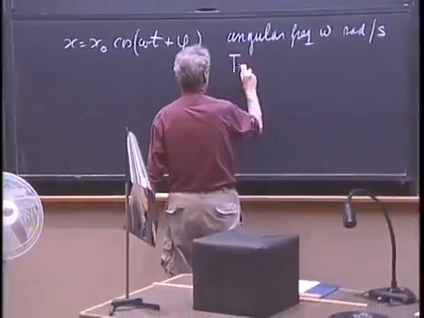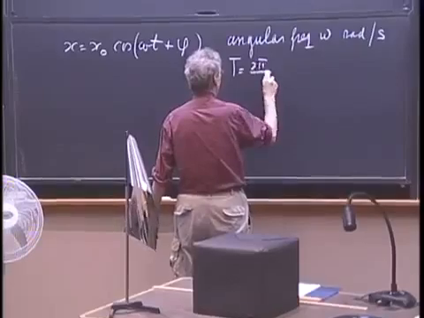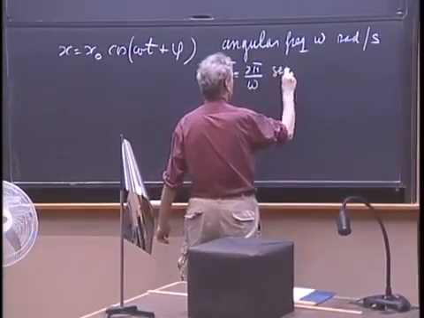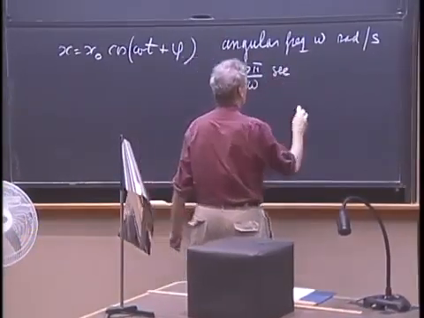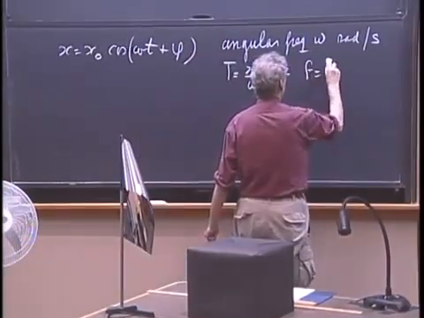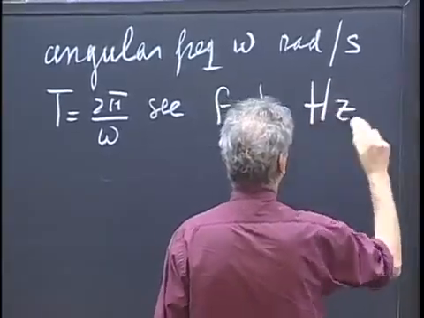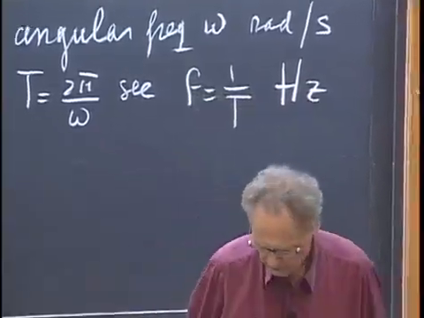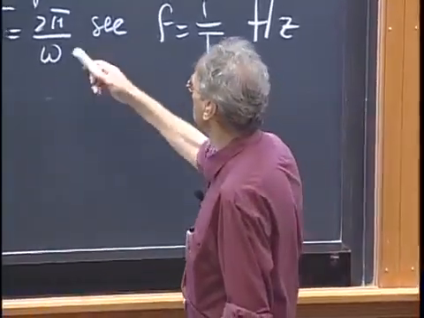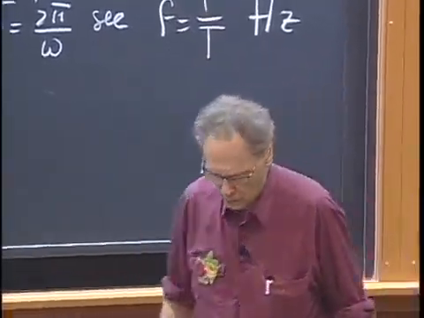The period T, 2 pi divided by omega, is then expressed in terms of seconds. And the frequency f, which is 1 over T, is what we call Hertz, number of cycles per second. Do not confuse omega with f. There's a factor of 2 pi difference.